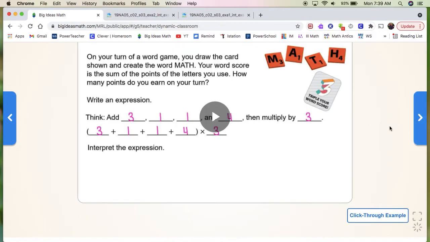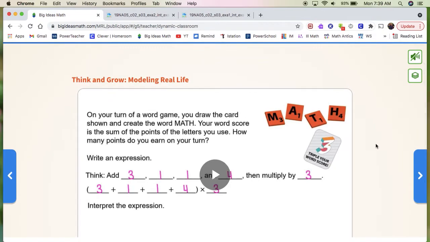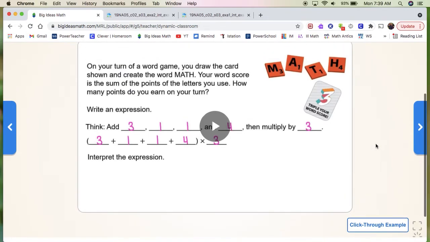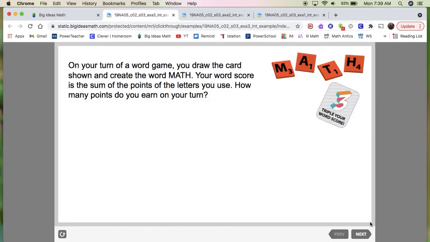All right. So this is Think and Grow Modeling Real Life. We're on page 68. I'm going to do the click-through example instead of trying to play the video. All right, so it says, on your turn of a word game, you draw the card shown and create the word math. Your word score is the sum of the points of the letters you use. How many points do you earn on your turn? We're going to write an expression. So we have the word math, and here you can say the M is worth 3, the A is worth 1 point, the T is worth 1 point, and the H is worth 4 points.